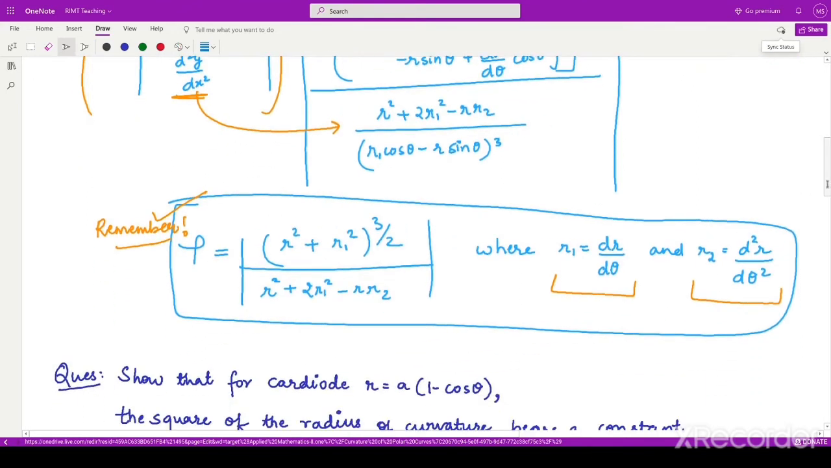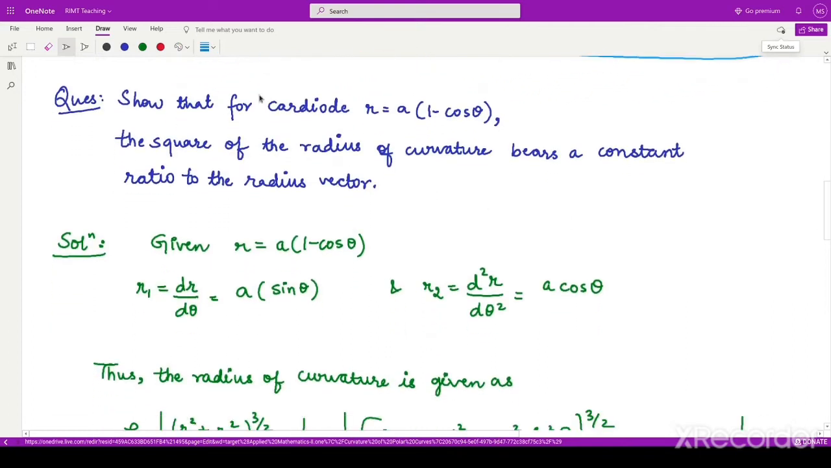So let us have a look at one question. Suppose we are given this curve, the cardioid, which we have traced in the previous class. So this is r = a(1 - cos θ). They are saying we have to show that the square of the radius of curvature, if the radius of curvature is given by rho, bears a constant ratio to the radius vector. The radius vector is represented by r, so this ratio is constant. That we have to show.